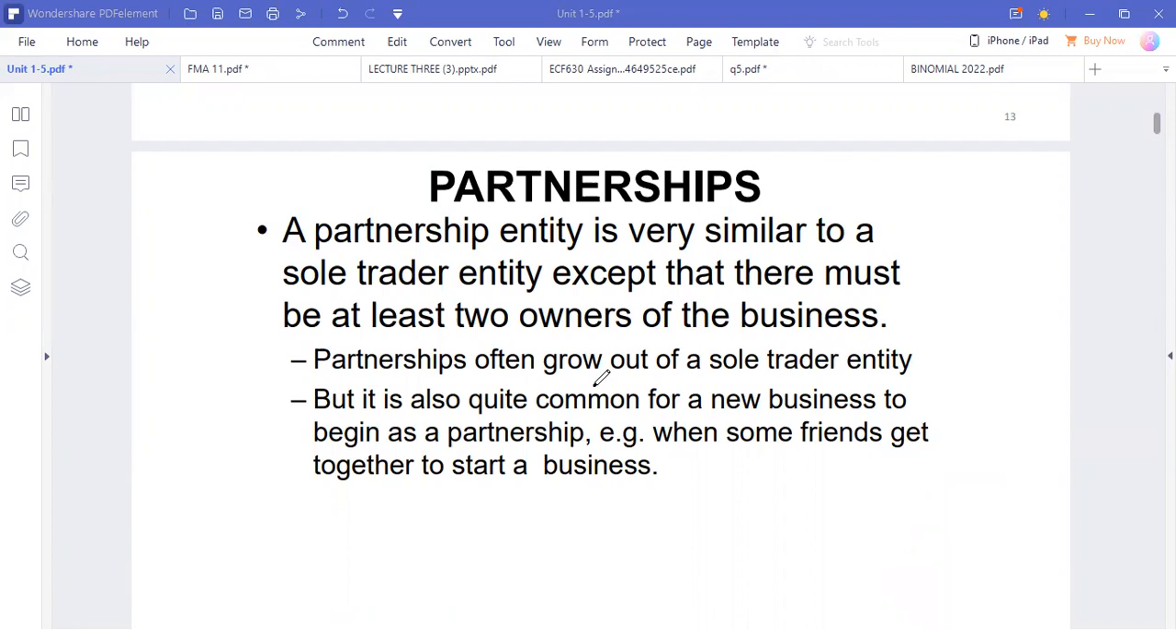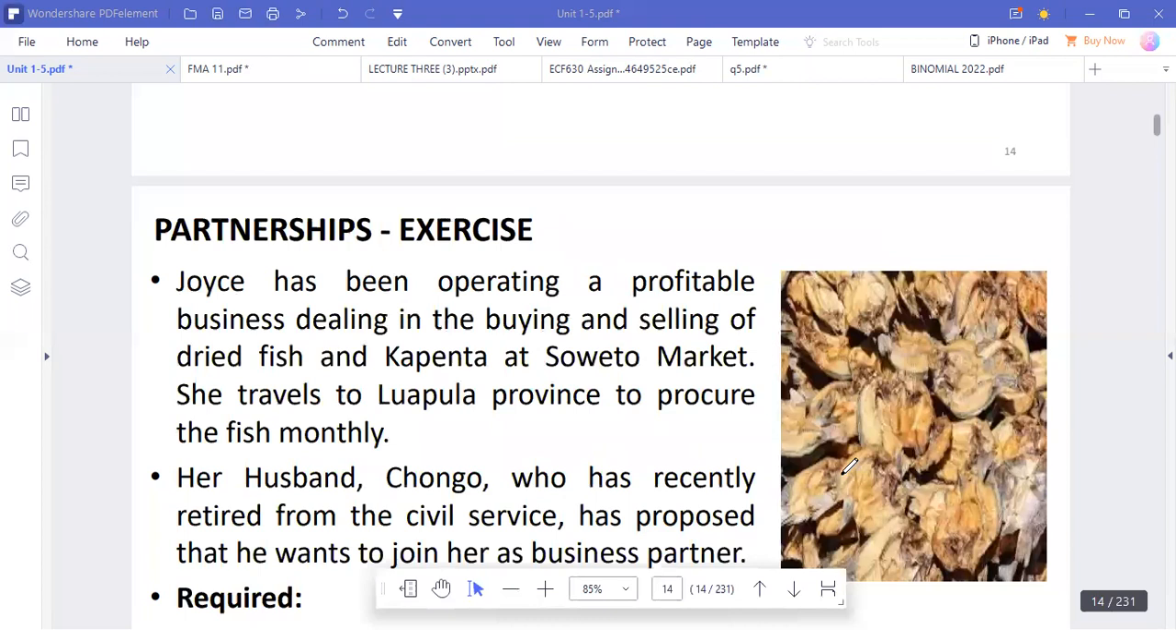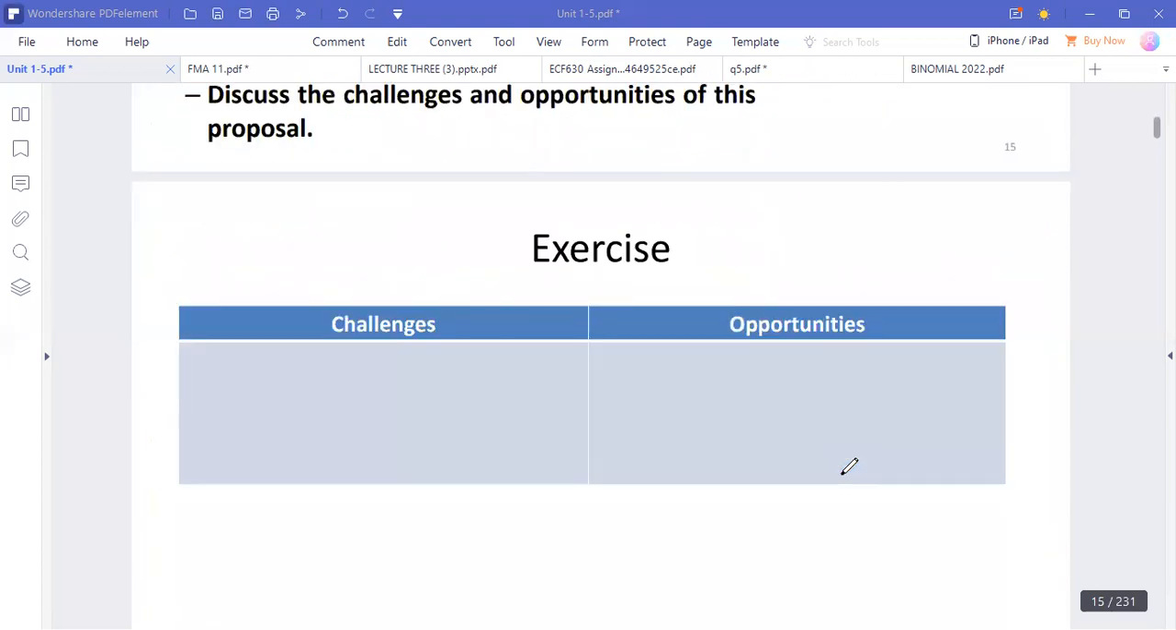So in a sole trader, there's no governing agreement, but in a partnership, there's what is called a partnership deed that stipulates how much each share must have, the amount of profits to be shared, the salaries for the active partners that will be given to them. So that is what is called a partnership deed. So it has its own advantages and disadvantages.